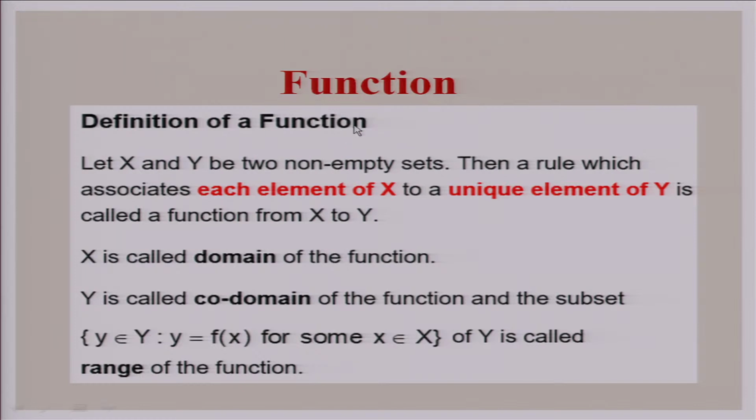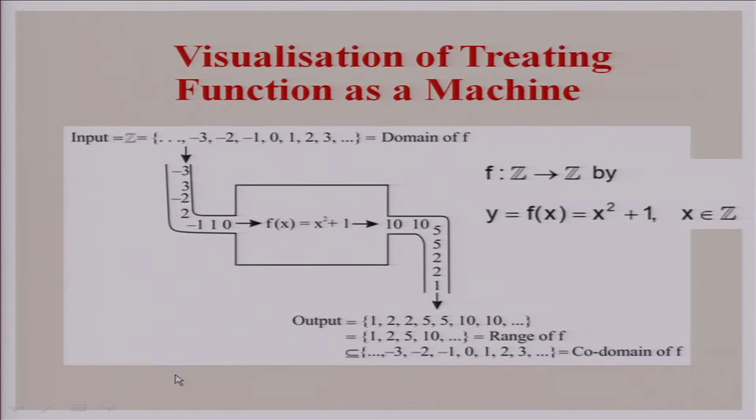Now the function. This is the last topic that we are going to discuss in today's session. Let x and y be two non-empty sets. Then a rule which associates each element of x to a unique element of y is called a function. x is called the domain of the function, y is called the codomain of the function. And those elements of y for which there exists at least one x such that y is equal to f(x) are called the range of the function. Now you can visualize a function by treating the function as a machine.